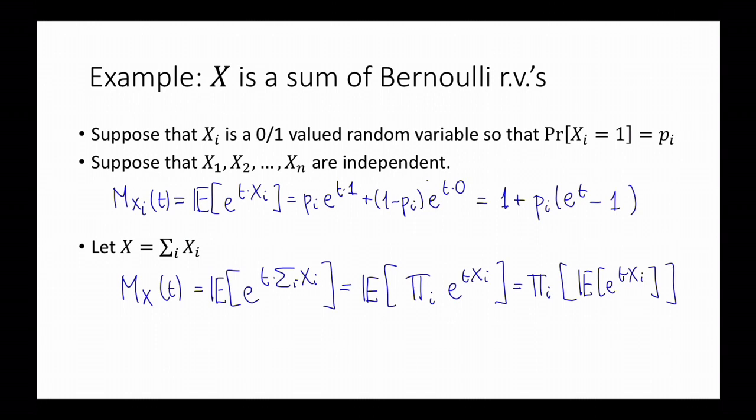But now this is convenient because here is just the moment generating function for X_i, which we've already computed. So this is equal to the product over i of the moment generating function for X_i of t, which is equal to the product over i of (1 plus p_i (e to the t minus 1)).